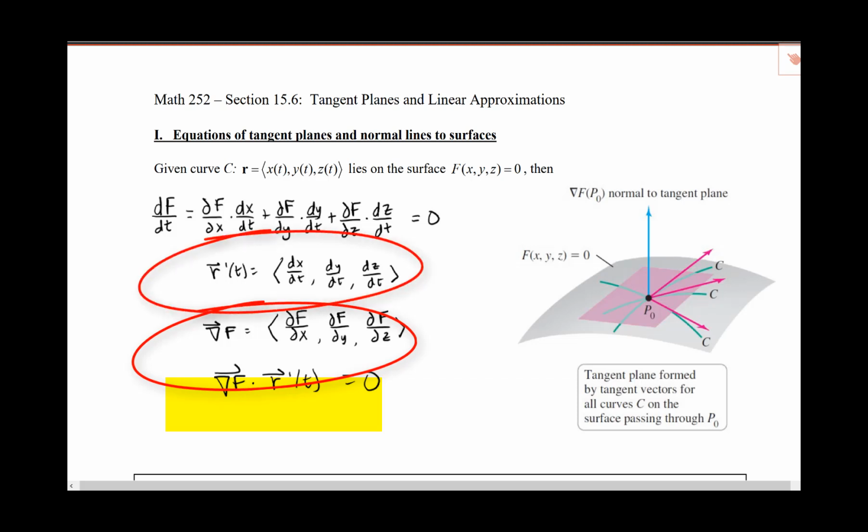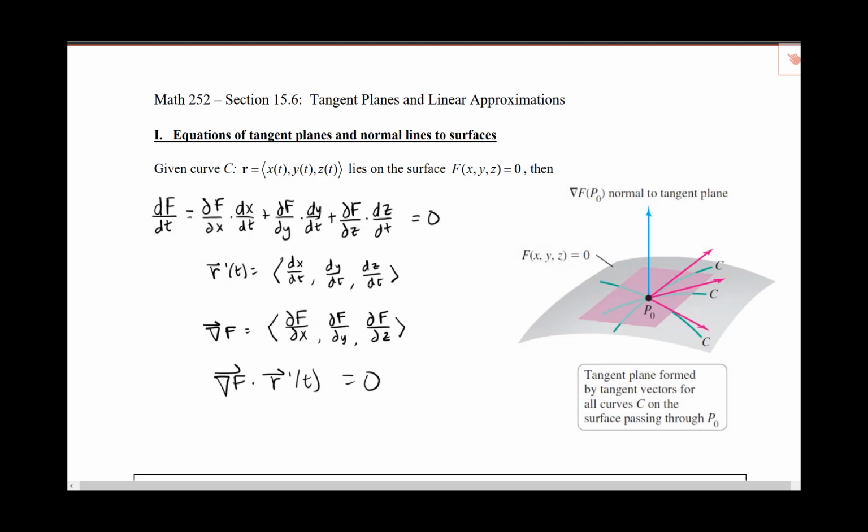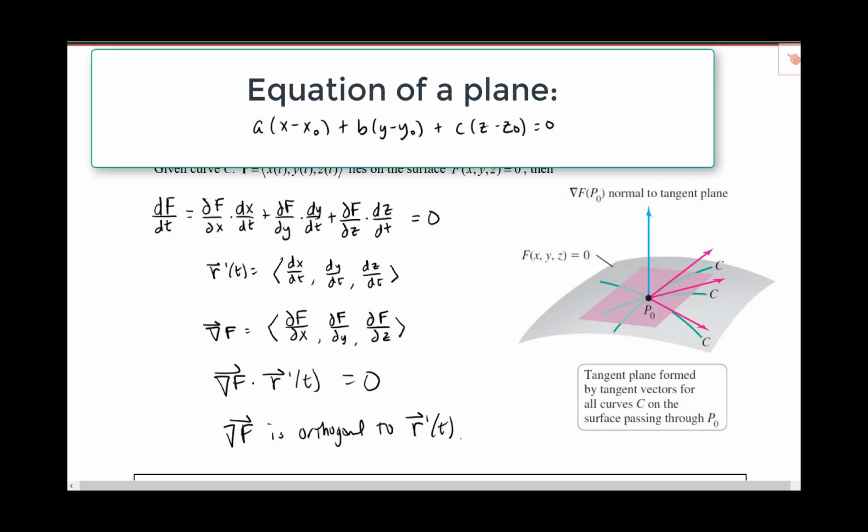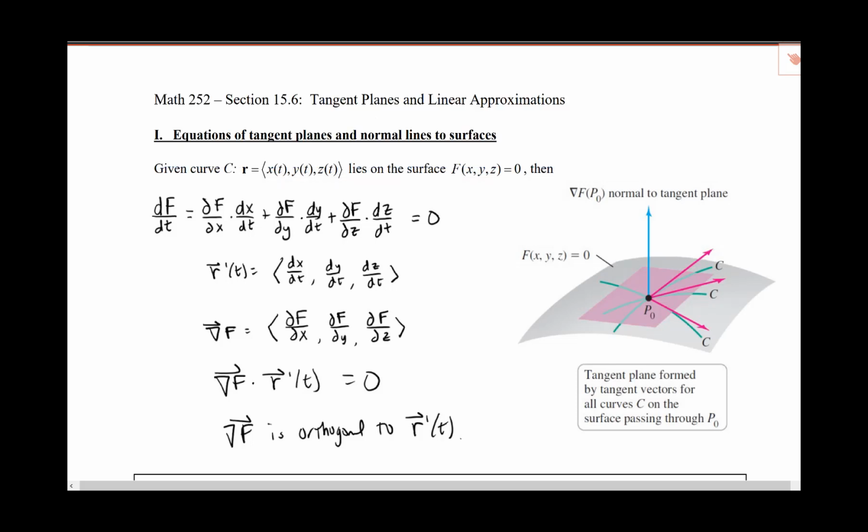And remember that the r prime of t vector would be a tangent vector. Well, if the gradient dotted with the tangent vector is equal to 0, then we know that that gradient is in fact orthogonal to that tangent vector. This is important because we know that in the equation of a plane, the coefficients a, b, and c have to represent a vector orthogonal to a plane. And we now know that the gradient is in fact orthogonal to the tangent vectors to the surface.